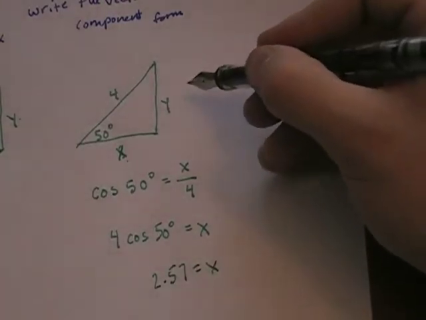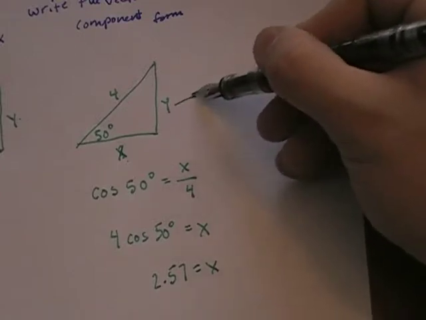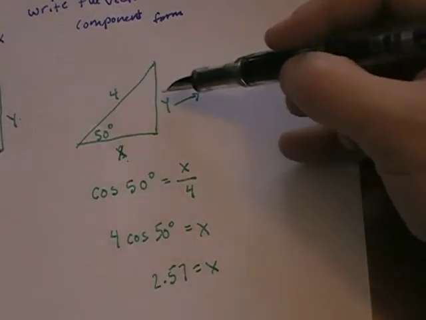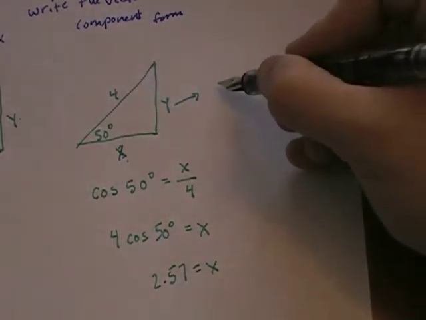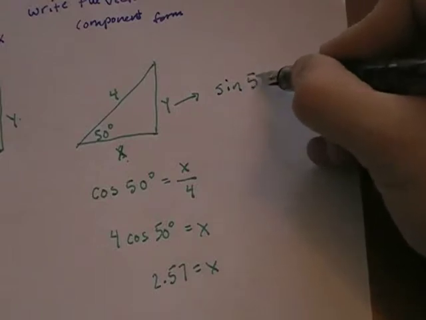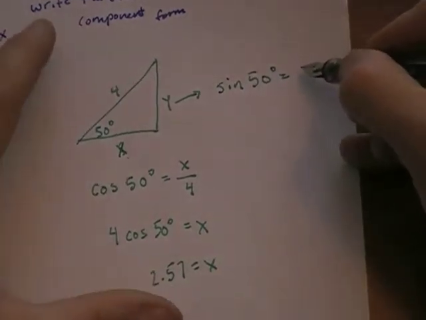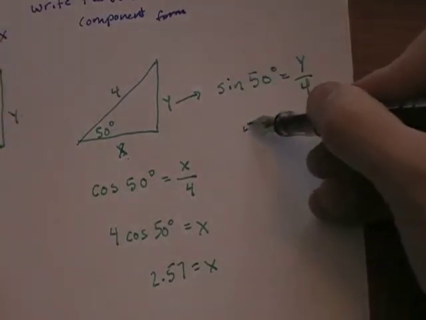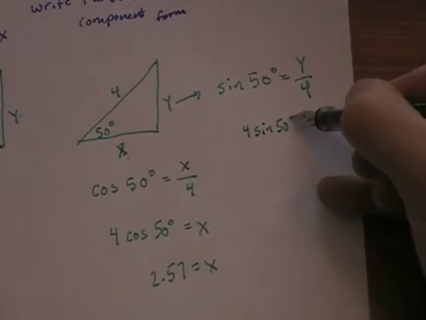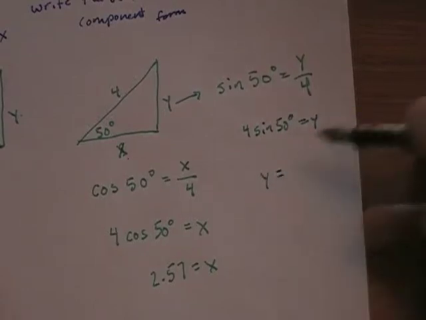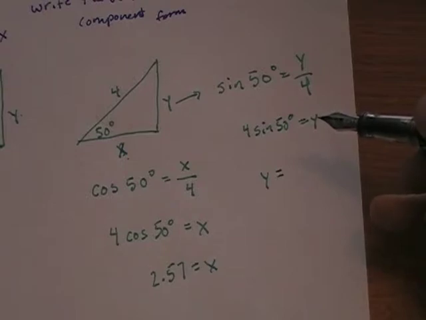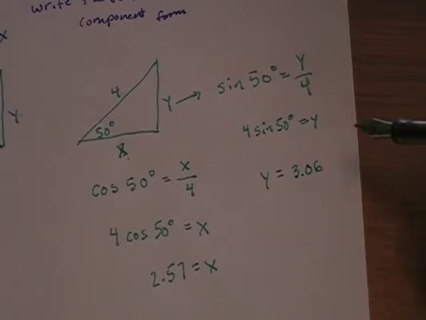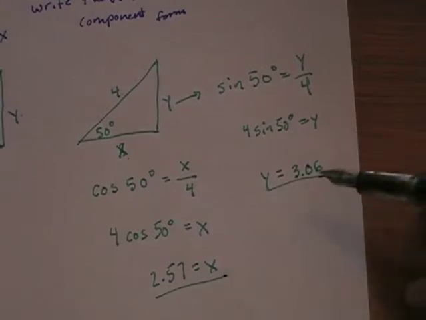Okay, and the same thing here, I can take this y side. This is opposite, this is hypotenuse. Opposite and hypotenuse, that's a sine equation. So I say sine 50 degrees equals opposite over hypotenuse. Again, solve this. You end up with 4 sine 50 equals y. And you can solve for y. 4 sine of 50. And I get 3.06. Okay, if I round these to 2 decimal places, so there's x and y respectively.